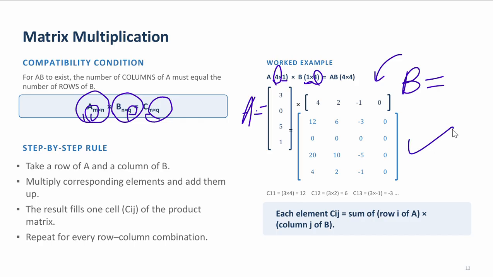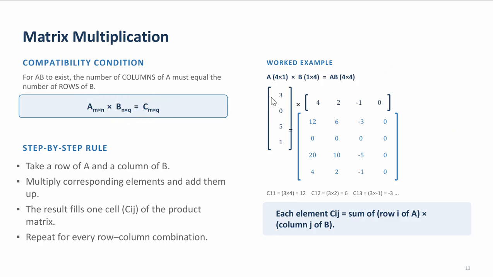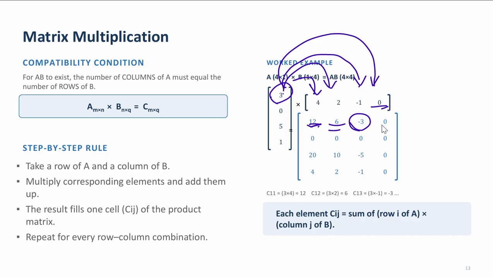Now, how are we going to multiply? Take a row of A and a column of B. Or we could basically take 3 here and multiply it by the column of B. Let us simplify this. So here, 3 would be multiplied by this column first. We are going to get 12. Then we are going to multiply 3 by 2 here. We are going to get 6. Then we are going to multiply 3 by minus 1 here. We are going to get minus 3. And then we are going to multiply 3 by 0 here. We are going to get 0.